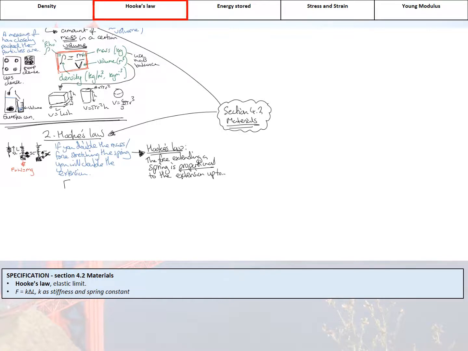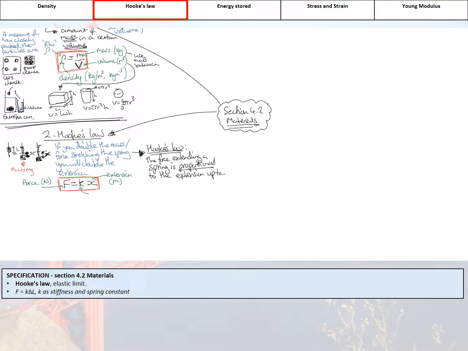The way we'd write that, we say force is proportional to extension, but we'd replace the proportional sign with an equal sign and put in a constant, like so. X is the extension, measured maybe in meters, although it could be in centimeters. The force F is measured in newtons. And this is the constant that links the force to the extension.